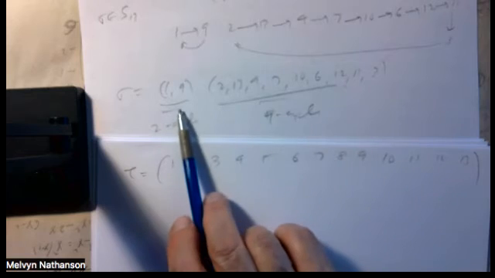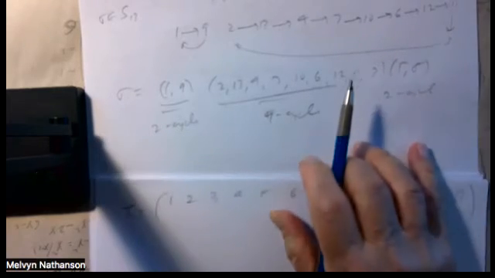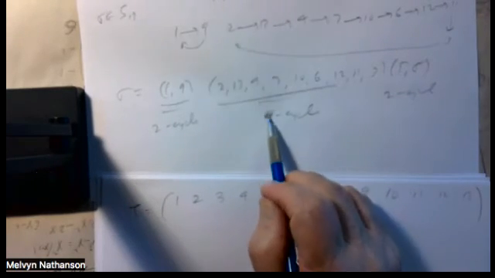That means there must be some numbers that are missing. What's missing? 5. 5 goes to 8. Thank you. So this permutation sigma is a product of a 2-cycle, a 9-cycle, and another 2-cycle. Thank you. Because these numbers have to add up to 13.